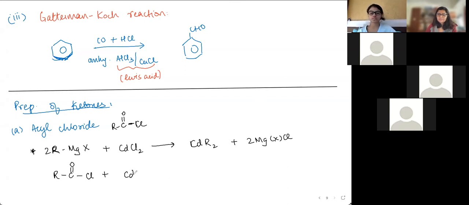So ma'am, it's R2, right? So now it will become R, C double bond O, R twice. Take R dash. With R twice you can't form 2 bonds here. So this will be again twice, 2 of R dash. Since you're taking double of this, you get 2 ketones and you get your CdCl2 back.